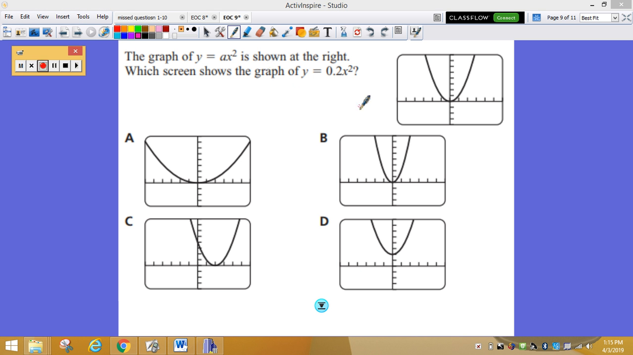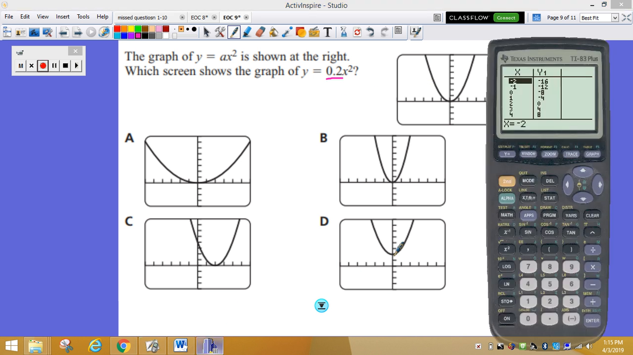All right, let's talk about these problems. So this is the problem of ax squared, and this is 0.2x squared. And it wants to know which graph looks like that. Well, if I get one like this, I'm just going to graph it. Let's see what 0.2x squared looks like. Let's graph it. Ooh, it's wider, okay? So I want to pick the wide graph, and it still goes through 0, so I would pick A.